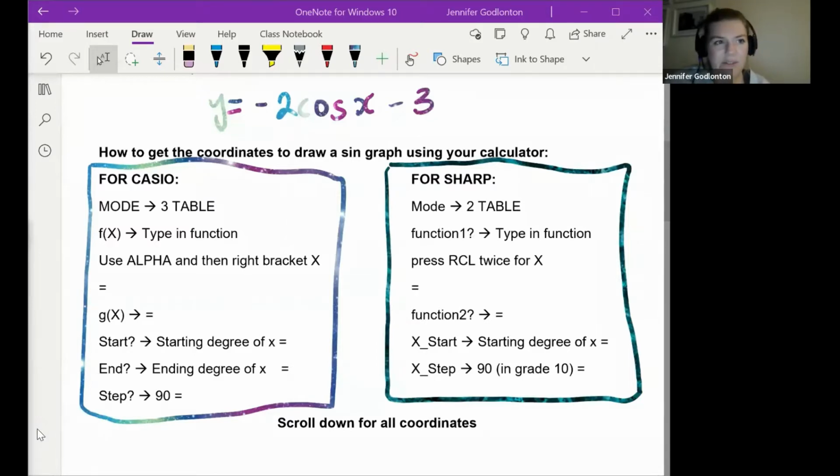Please take a screenshot of these so that you've got them for future use, for the Sharps and for the Casios, and you've got them. I've tried to make it sort of as clear as possible.